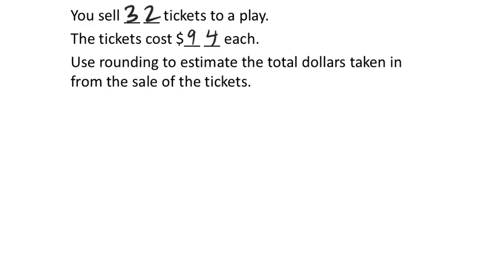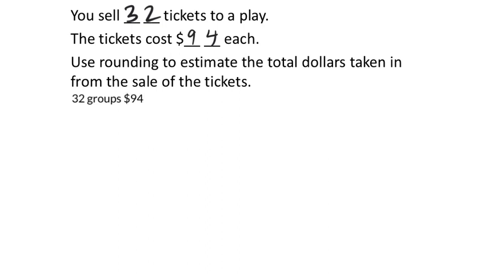There we go. So you sell 32 tickets to a play. The tickets are $94 each. We're going to use rounding to estimate. Oh, rounding. Okay, that's going to make that pretty nice for us. Now, as it is, though, let's go ahead and interpret it as is, and then we'll reinterpret it once we get these values rounded. But it's like having 32 groups or sets of $94.